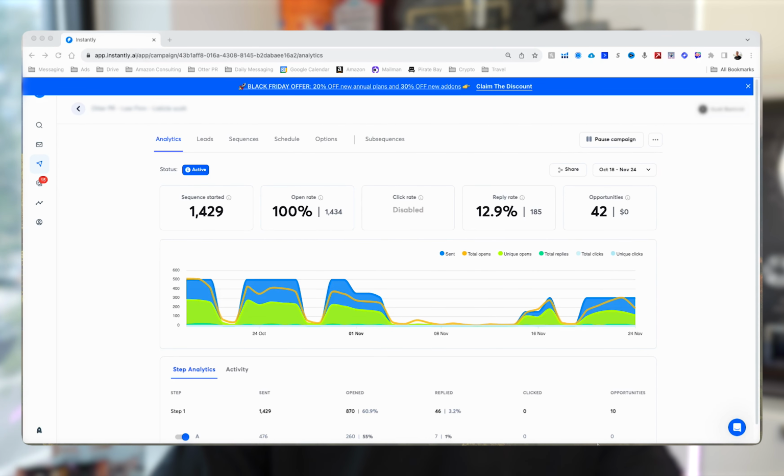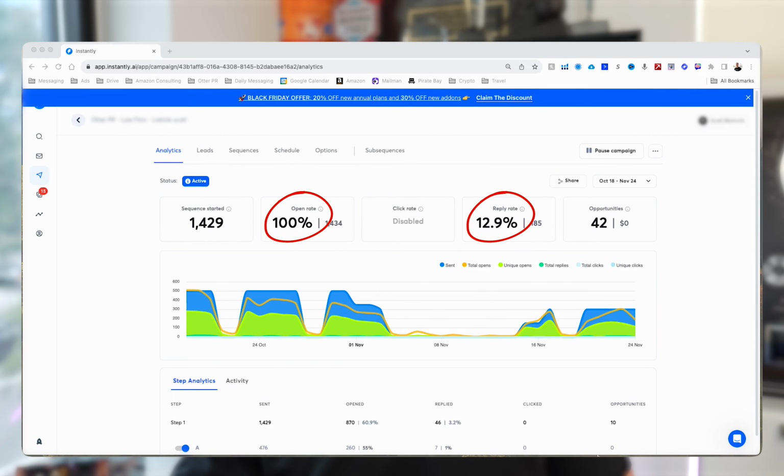So if you jump into my screen share, you'll see that I have open rates at literally 100% and reply rates just under 13% for this campaign. And there's lots of pieces that go into making this success. So I will go by some of these really quickly and stick on some of these more long-term.